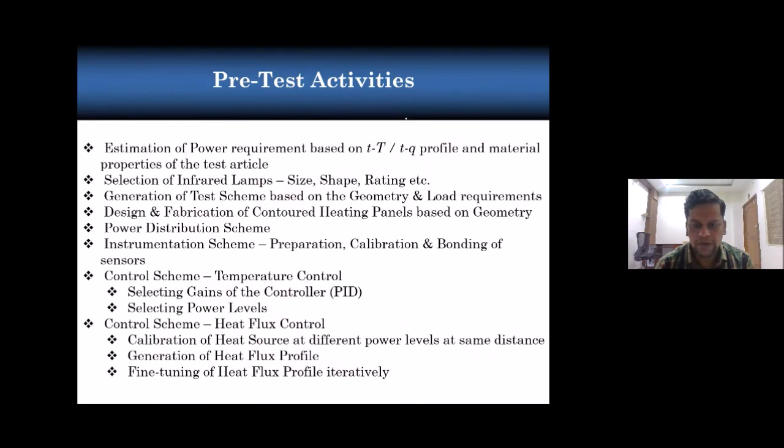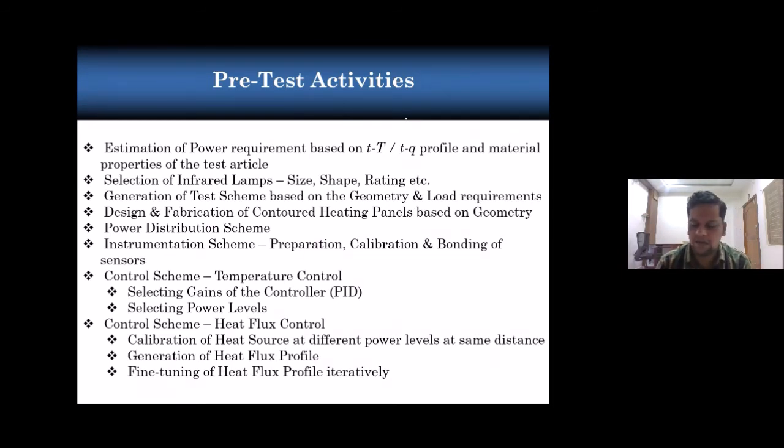Then based on the geometry and load requirement, what test schemes should be followed, whether we have to go for a fabrication of a new heater or any existing heater or modification of the existing available setups. So once everything is final, I will do a power distribution scheme, because our facility is equipped with all 36 numbers of 150 kilowatt controllers. So whether I have to accommodate everything, a complete test setup within that only. So how to distribute among these controllers? So that is planning of the distribution scheme.